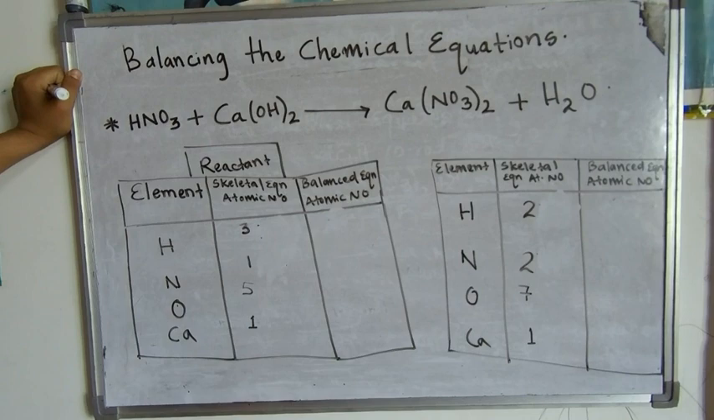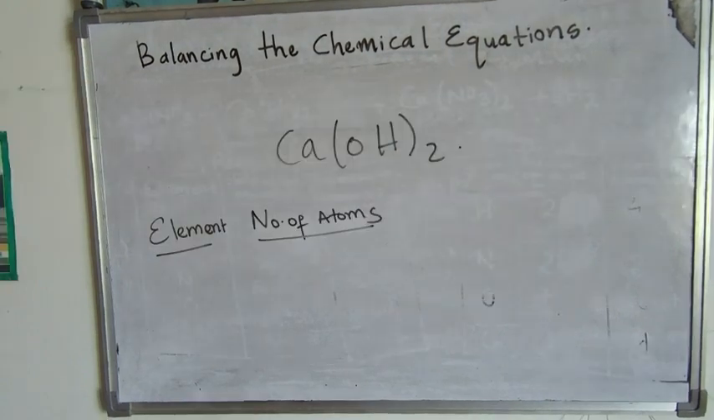So today we are going to study balancing the chemical equations. Before going to balancing the chemical equations, let's try to identify how many atoms there are of each element in this compound. By knowing this, it will be easier for you to balance it. If you don't know the number of atoms of each element in a compound, then how could you balance the number of atoms in a chemical equation, isn't it?